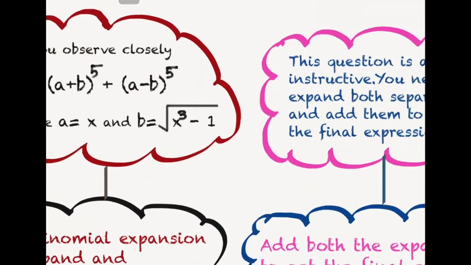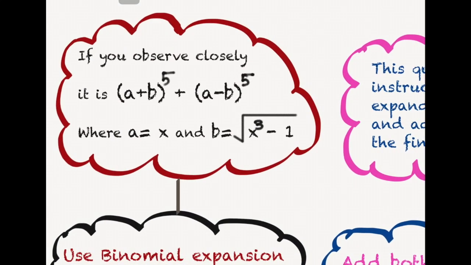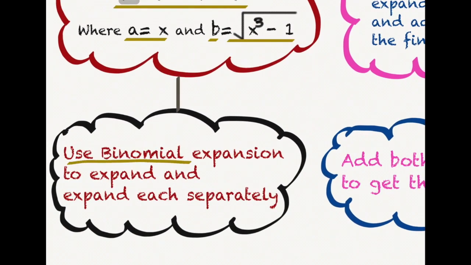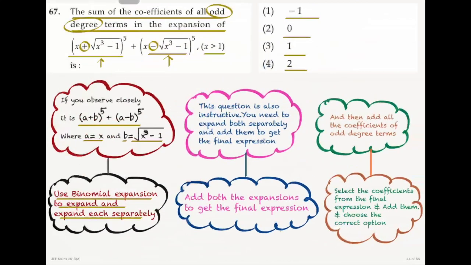So if you observe closely, it is in the form of (a + b)⁵ + (a − b)⁵, where x can be substituted with a and √(x³ − 1) can be substituted with b. So we have to do the binomial expansion to expand each separately.